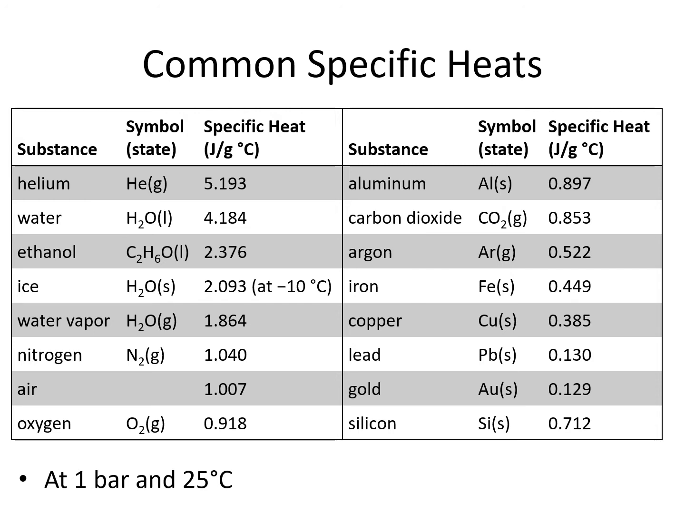The state of matter is going to be important for the specific heat. So liquid water would have a different specific heat from ice. So you can see liquid water has a specific heat of 4.184, whereas ice, solid water, has a specific heat of 2.093. These particular specific heats are measured at 1 bar of pressure and 25 degrees Celsius. So at different pressures and temperatures, the values might be slightly different.